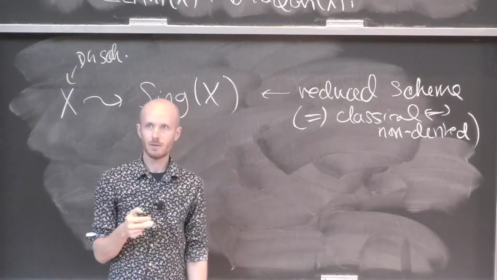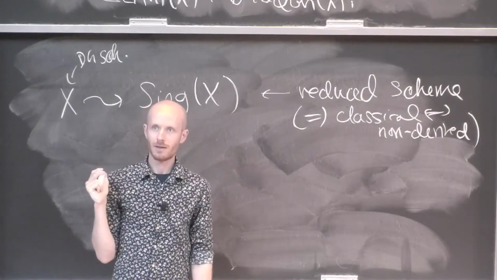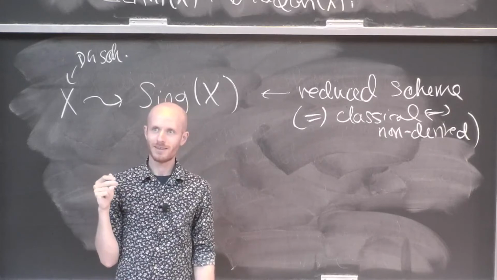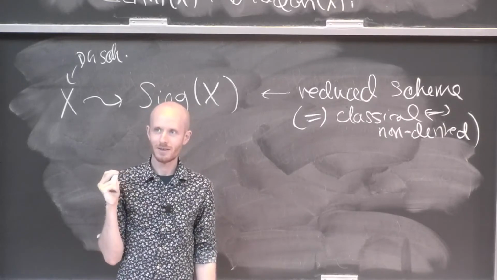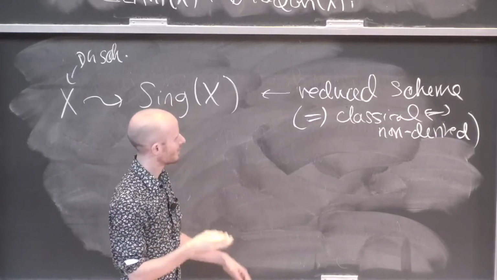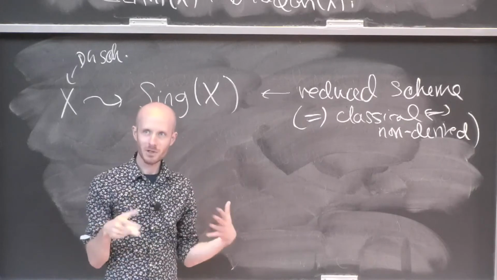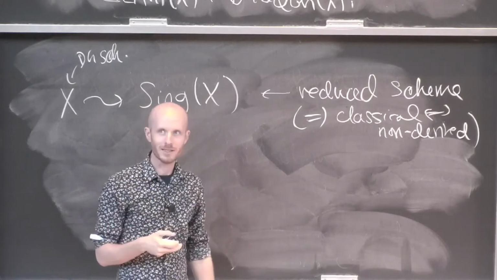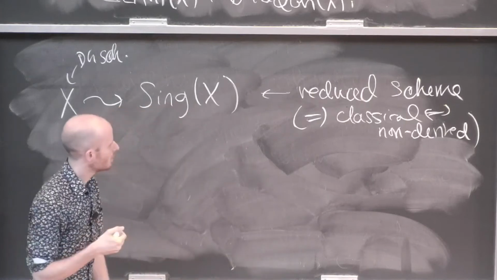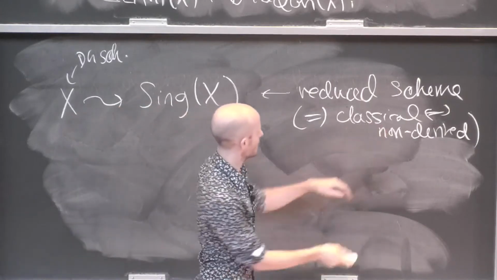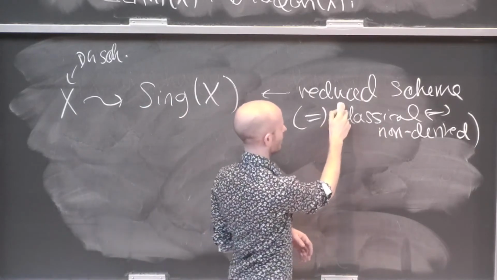What was that? He's complaining that you didn't write reduced classical. Yes. So, right, I'm saying reduced in particular means classical. Classical is the same as, OK. Oh, I understand what you're saying. Yeah.